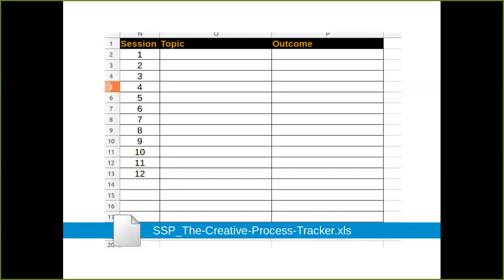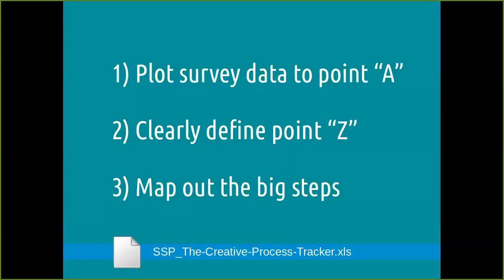Okay, so let's just do a quick summary. The first step is to plot your survey data from your top 3 challenges survey onto point A. And once you've done that, clearly define the transformation at the end, at point C. Just 1 to 3 points is fine, but so that you've got that really clear in your mind. Then you map out the big steps that get you from A to Z, simply by ordering the main things that stand out to you that you need to cover in your signature program from point A. So you're really not adding a whole lot of stuff.